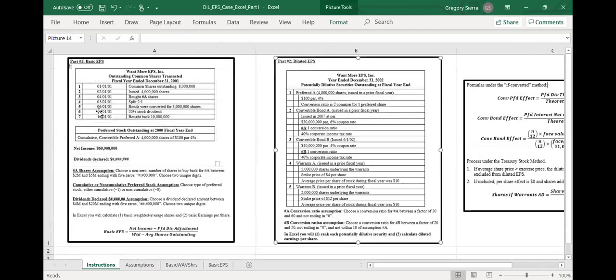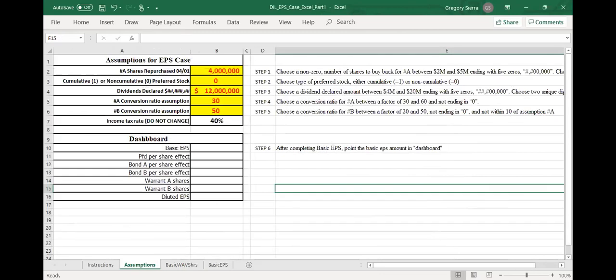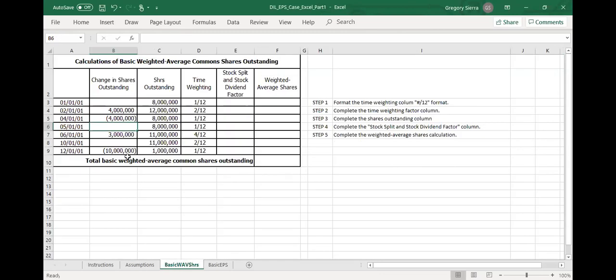I have to go to the instructions. There's a 2-for-1 split on 5-1. So we're going to have a stock split and a stock dividend. If you start with 8 million and you're going to have a 2-for-1 split, you're going to end up with double the number of shares. So the change is the factor minus 1 times the base. So you end up with 16, okay?